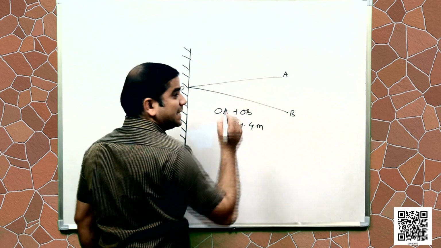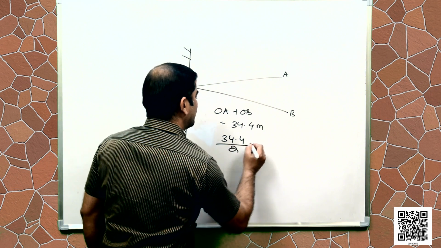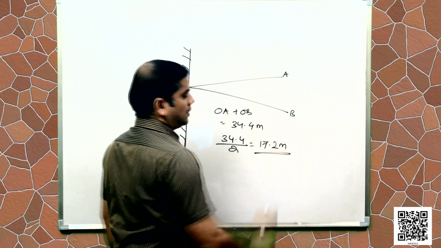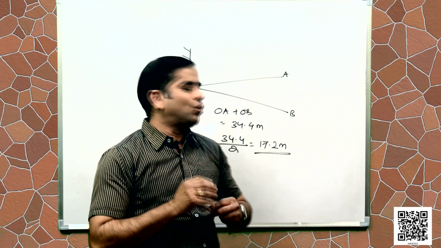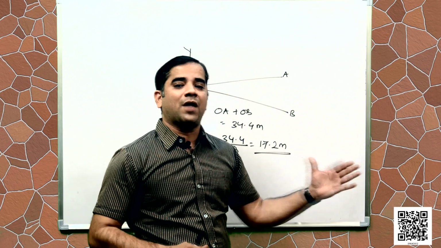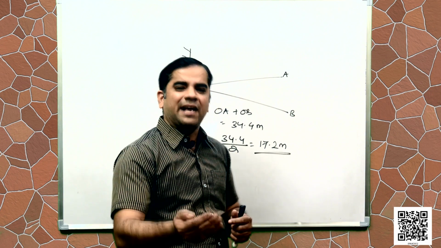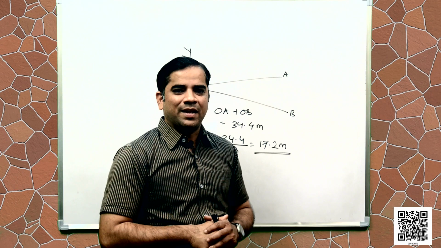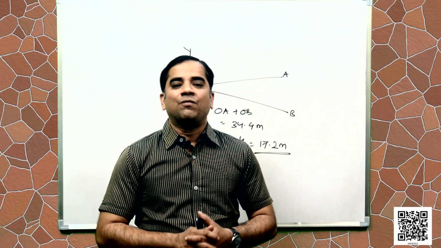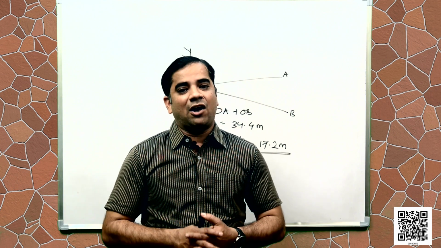So, what should be the distance of the listener from the obstacle? It should be 34.4 by 2, or it is 17.2 meter. That means to hear an echo, the listener must stay 17.2 meter away from the point of impact, or we can say the obstacle from which the sound is being reflected back. And this distance will change with the temperature of air, because we have already discussed that temperature is a factor which affects the traveling of sound.